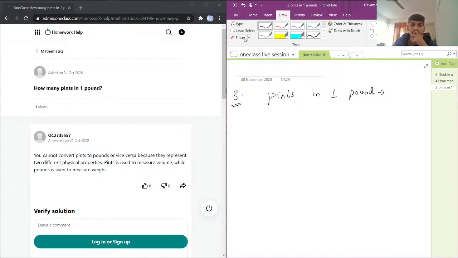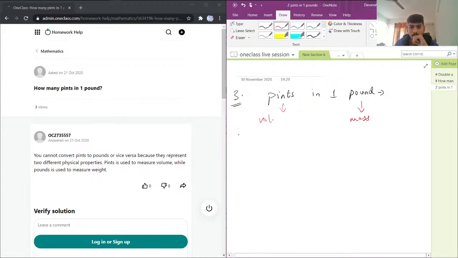Okay, so basically these two cannot be converted into one another, because pints is a unit of volume, and pounds is a unit of mass. So basically I have written the conversion also here.